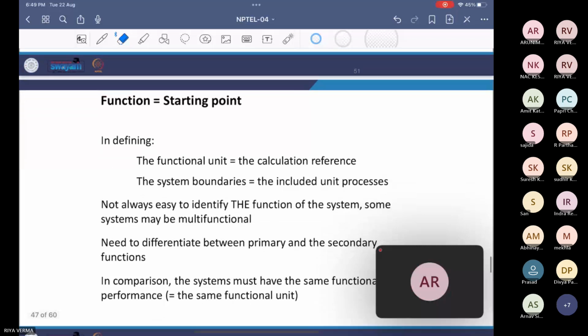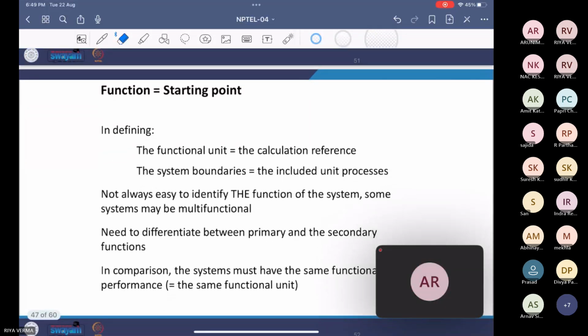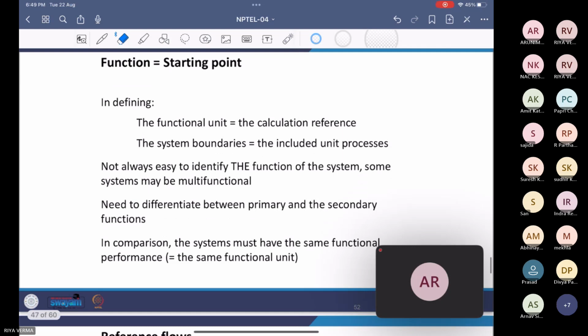Then function is the starting point of any LCA methodology, and we need to define the function and the functional unit. In defining the functional unit, we define the calculation reference, the system boundaries, and the included unit processes. It is not always easy to identify the function of the system. Some systems may be multifunctional, so we need to clearly observe what the primary functions and what the secondary functions are, and we need to give priority to the primary function for a specific object that we are going to perform LCA for. We need to differentiate between primary and secondary functions.